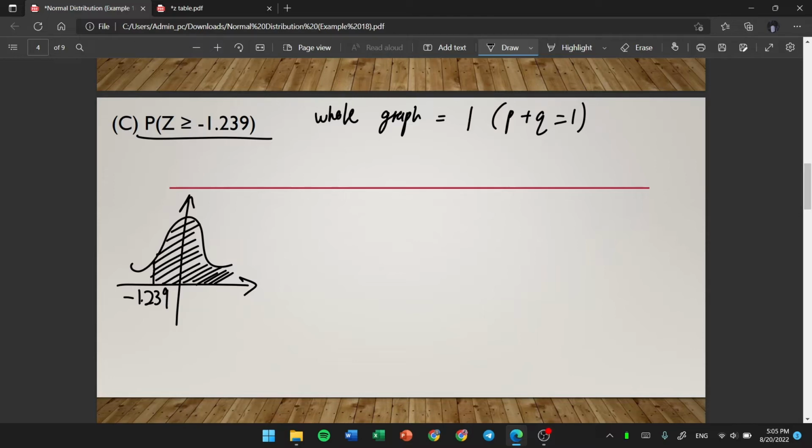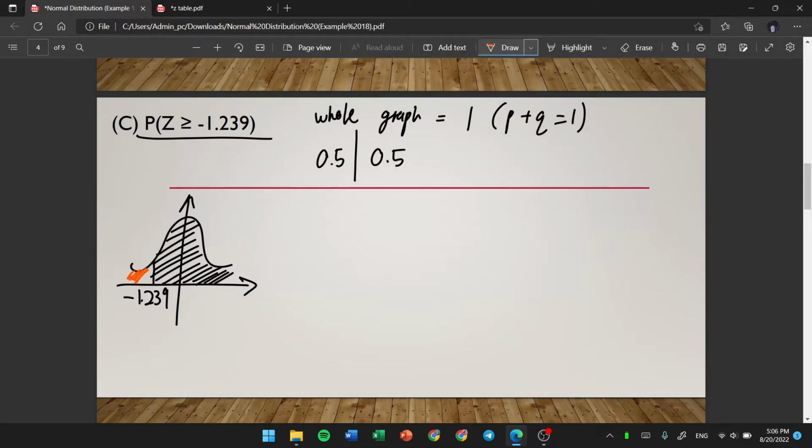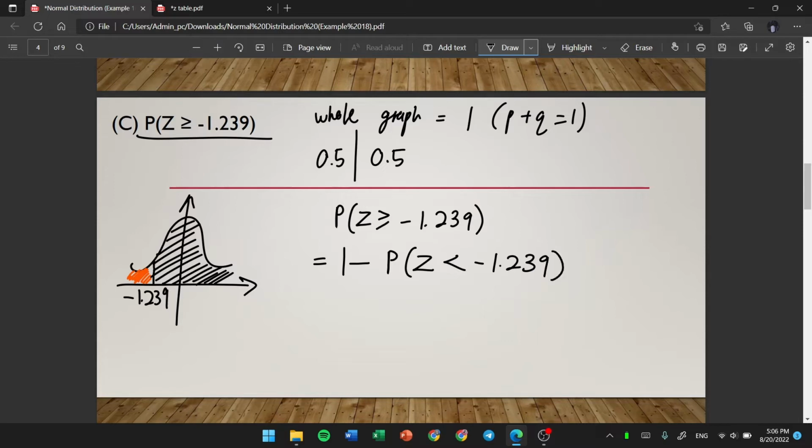It's equal to 1. And then if half is 0.5, the other half is 0.5, right? Okay, now you want to find this shaded region here. So you will automatically know you will take 1 minus the part behind here. The orange color part I shaded. So now, how do we do this? We write P Z greater than or equal to negative 1.239 is equal to actually 1 minus P Z less than negative 1.239.